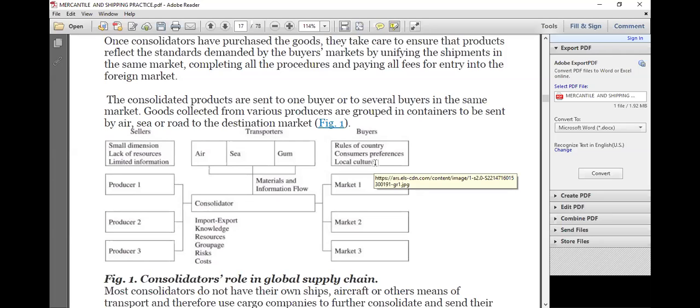So we have producer 1, producer 2, producer 3. Their consignments are consolidated, and once the consolidation is done, there are import-export procedures, the knowledge, the resources, groupage, risk, cost, and all that. Then you choose either to use air, sea, or land. Then you can choose your market. Are you taking market 1, market 2, market 3, and all that?